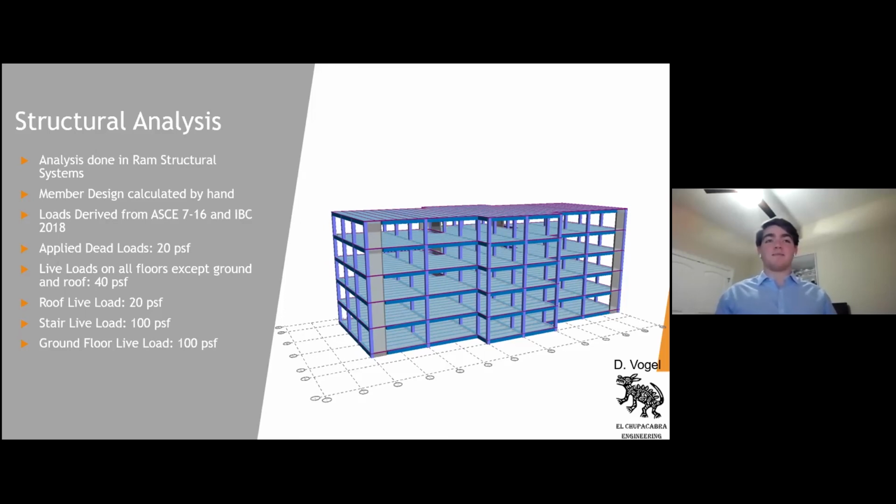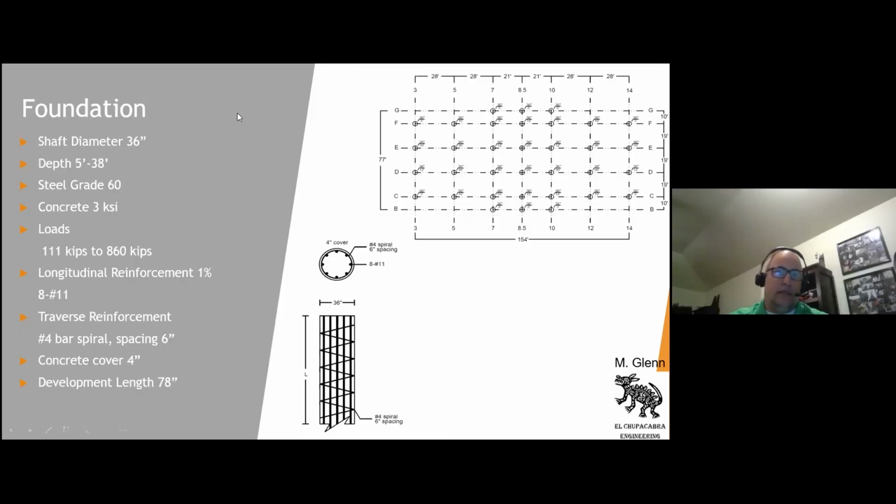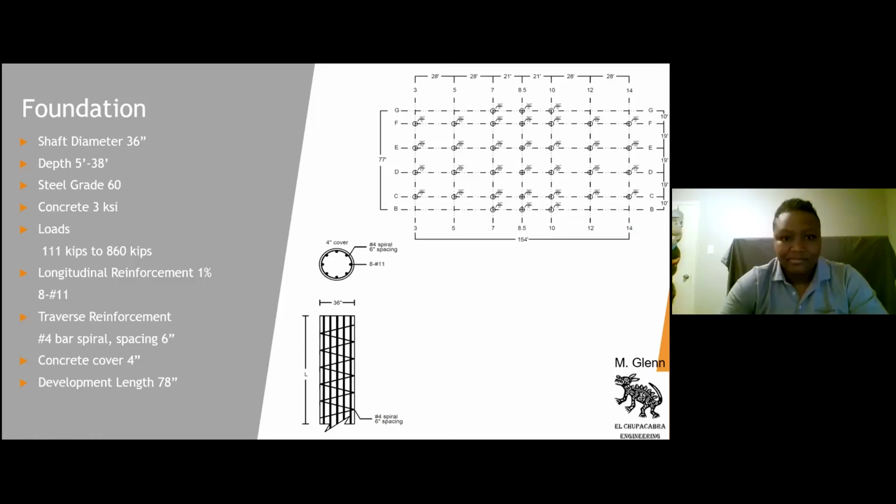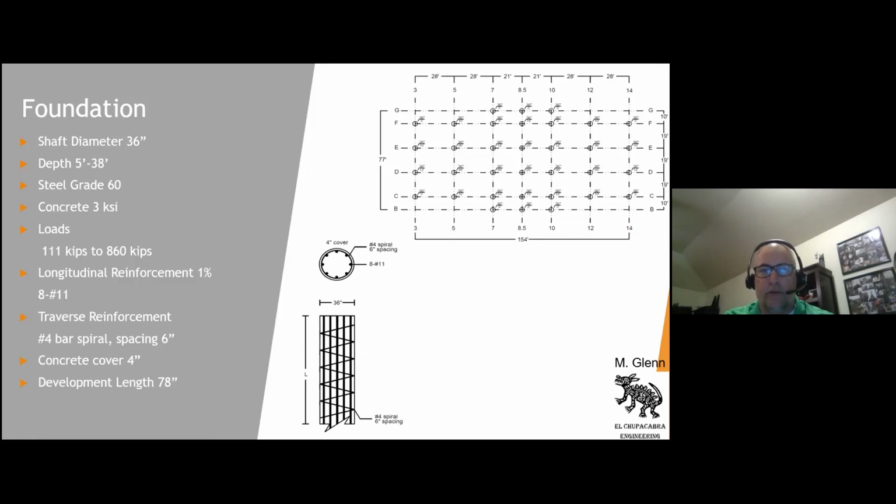Thank you, Daniel. I'm Mike, and I'm going to discuss with you the foundation design. As you can see up here at the top on the right is the general layout of our pier foundations. We went with a shaft diameter of 36 inches. Depths were from 5 to 38 feet, with 5 being the minimum. Steel grade was 60, concrete of 3 KSI. The loads that we were looking at supporting were between 111 to 860 kips.